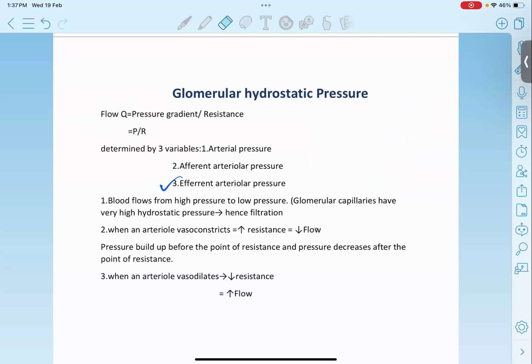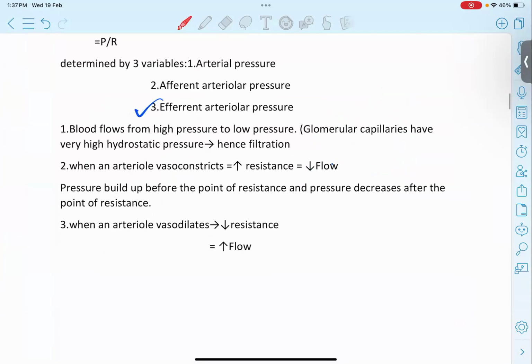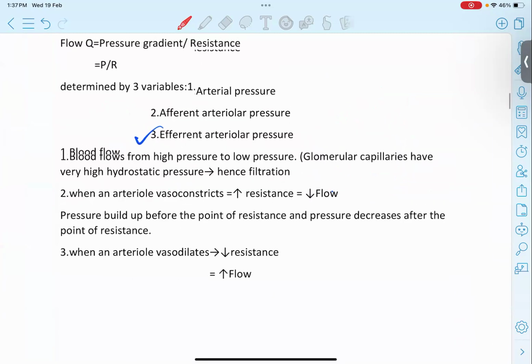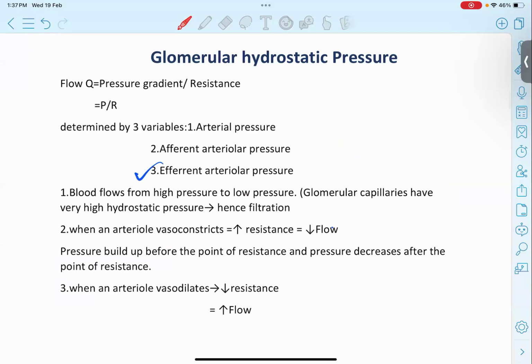So this is what it is. What would happen if there is an arteriolar vasodilatation? That means both afferent and efferent vasodilation. Vasodilation means there will be reduction of resistance and there will be increase of flow.